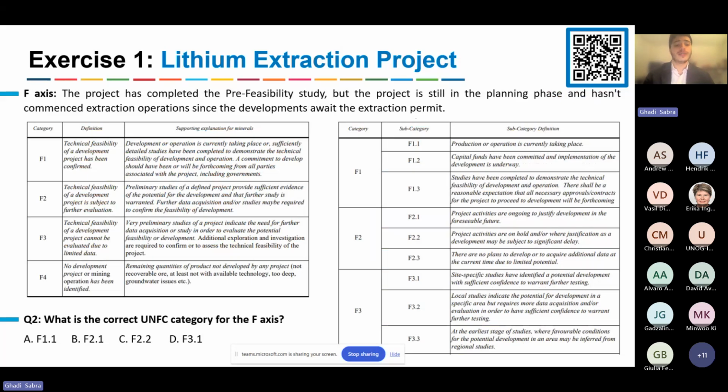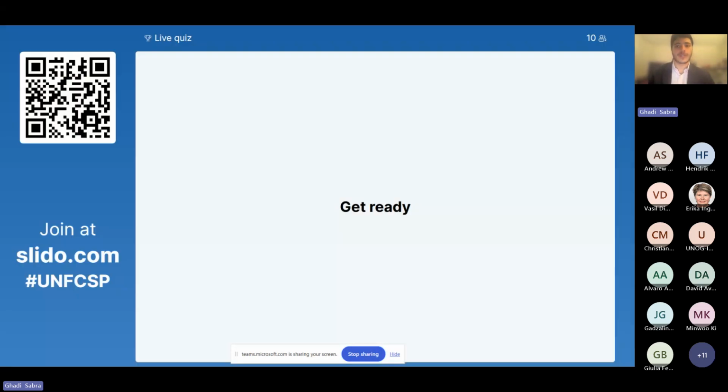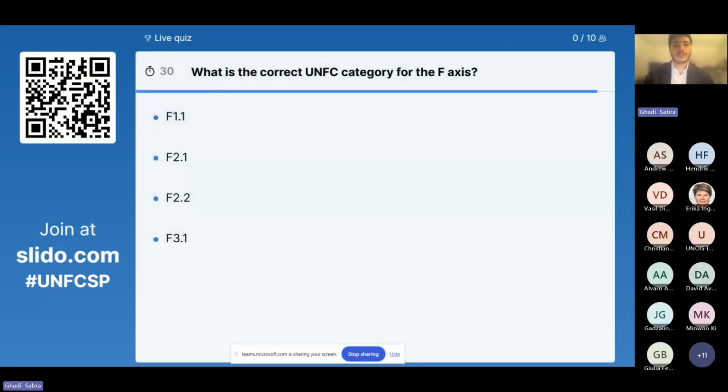Is it F1.1, 2.1, 2.2, 3.1? So get ready. Please do cast in your answers. F1 as in the technical feasibility is confirmed. F2 as in ongoing, the activities are ongoing. And F3 as too early to evaluate the technical feasibility at this point in time. F1.1 means the project is on production, 2.1 activities are ongoing, and 2.2 as in on hold or awaiting further notice.